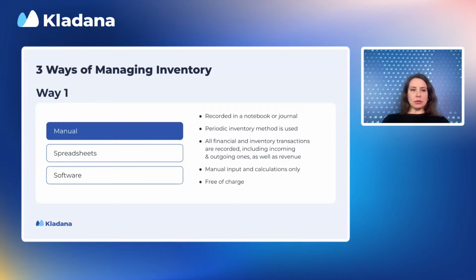So manual counting is usually done in a notebook. You just record incoming and outgoing goods by quantity and total costs. And this method is free. But today, fewer and fewer entrepreneurs choose it because it is rather labor intensive and actually generates errors.